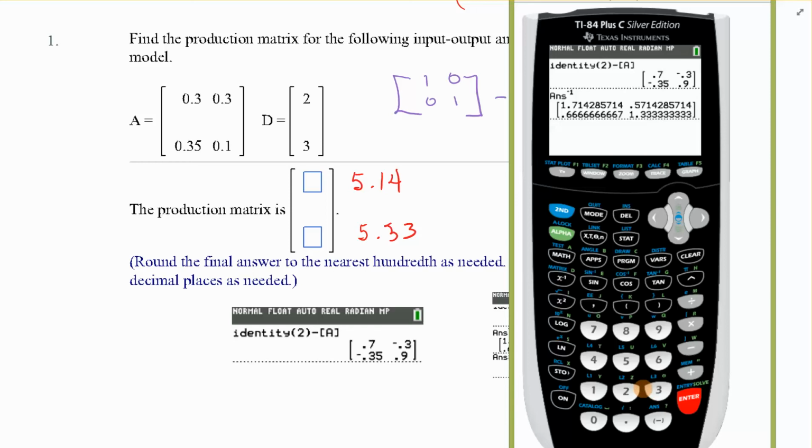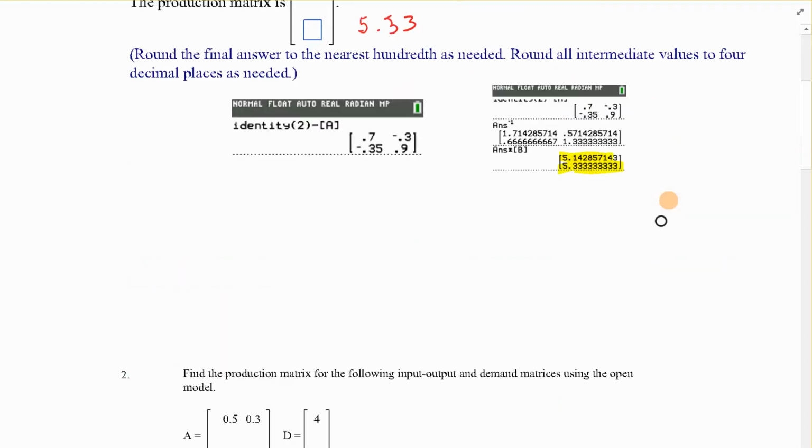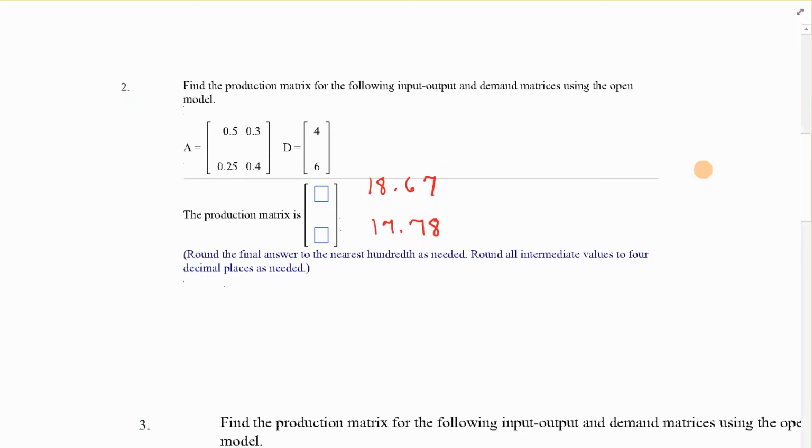We get some big stuff like that, and the last step is to multiply this times D, which is the demand matrix. We put it in B, second matrix. Get the name B, we would enter, and so we get these, and it does say round your final answer to the nearest hundredth. So that would be 5.14, that would be 5.33. So I've actually got those screens here for this one, but we did it together just now in the video, so that's pretty straightforward. And then we're going to go to number 2, and I don't have the screens, but you do the same thing.